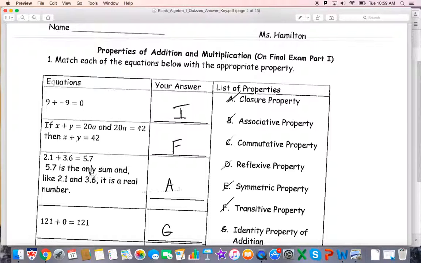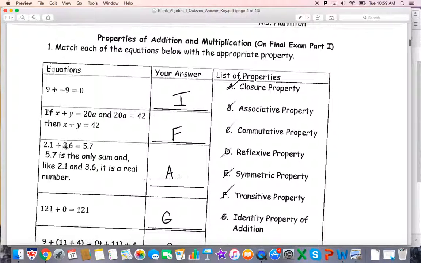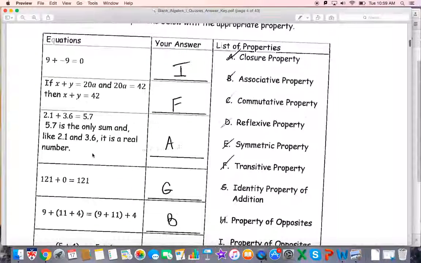Now, this one is a unique property. It's usually really easy to spot. So if you add two real numbers, you'll always get a real number. And it's the only real number that you can get. So you can never get, by adding these two numbers, a different answer. And that is called the closure property.